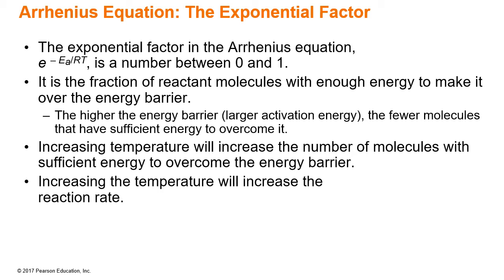If we look at the entirety of the exponential factor, so e to the negative activation energy over RT, this results in a number somewhere between 0 and 1. It's basically telling us the fraction of our reactant molecules that will have enough energy to get over that activation energy barrier. Different reactions do have different amounts of activation energy required. If it's a higher barrier, there are fewer molecules that can get over it. If it has a lower activation energy, then more of our molecules will be closer to a value of 1.